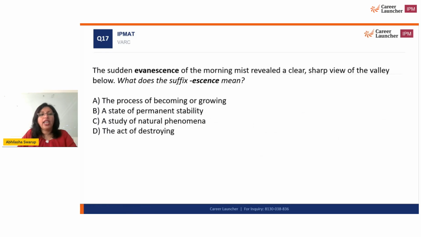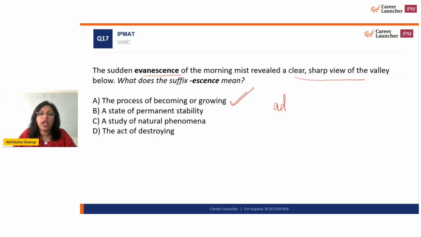The sudden evanescence of the morning mist revealed a clear, sharp view of the valley below. What does the suffix essence mean? Well, essence is an abstract noun that shows you the process of growing into something. Okay, so the process of beginning or growing or becoming.